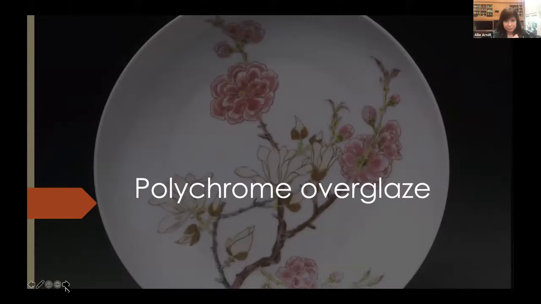So these enamels could not have survived a high temperature firing. So often the porcelain, always the porcelain, was fired first. And occasionally these enamels were put just on the porcelain without any glaze as well.